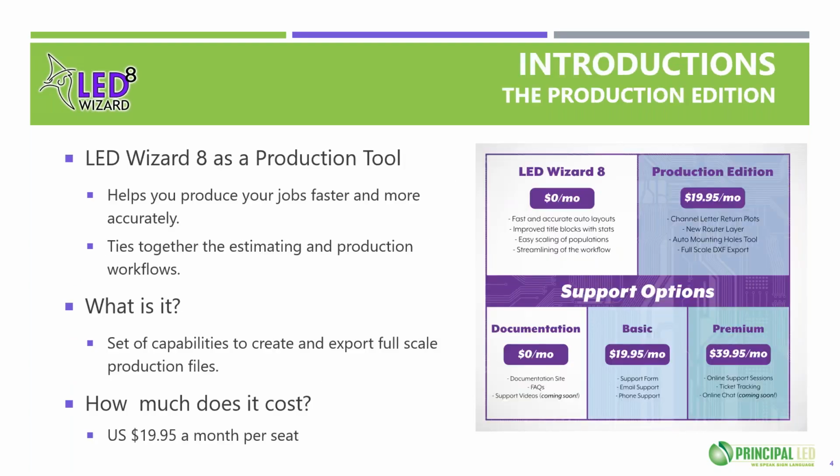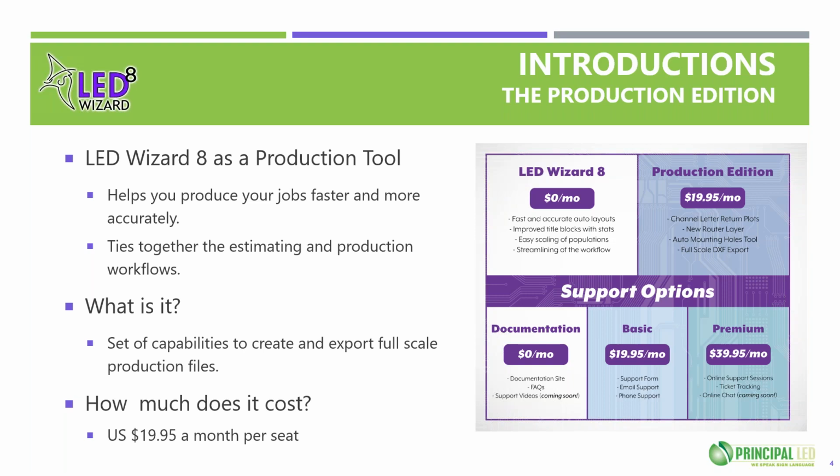I did want to just introduce the production edition here, and I've put this little table back up as a reminder of the pricing. The production edition is $19.95 a month per seat. If you're a large organization, you wouldn't need the production edition really on every seat. Maybe you would only have it on a few of the seats. But in general, the production edition is a production tool that helps you produce your jobs faster and more accurately.